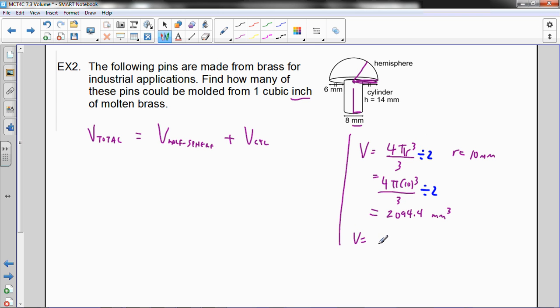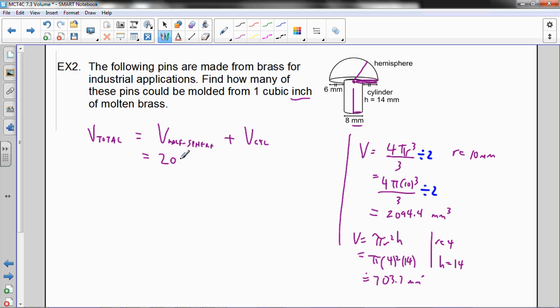So volume of a cylinder, and I could use area of the base times the height if I would like to, or I could use the formula on my formula sheet, doesn't really matter. The radius of the cylinder is 4, 8 divided by 2. The height is 14, and I'm off to the races. Bing, bing, bing on the calculator. And that's millimeters cubed.